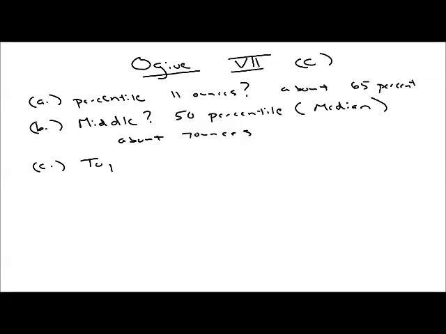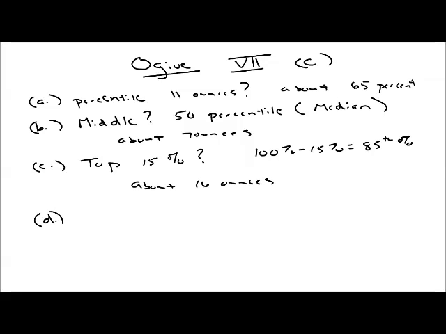Top 15%. How many ounces are in the top 15%? So really, you look at 100 minus 15, which you look at the 85th percentile. So you go up on the y-axis at the 85th percentile, so a little bit past 80, and then go across, and then straight down, and you get about 16 ounces.